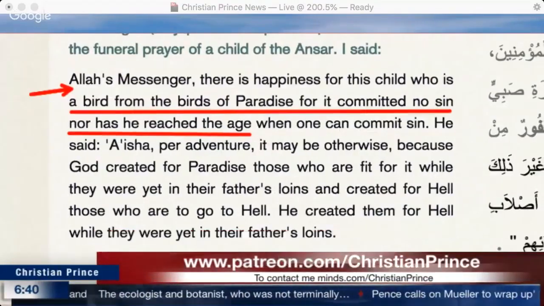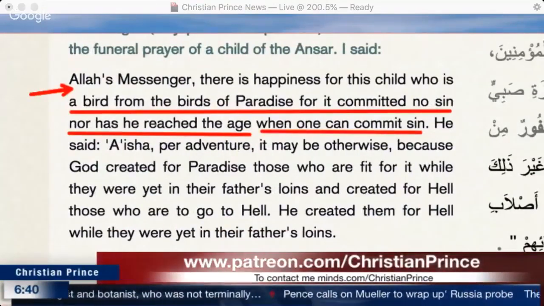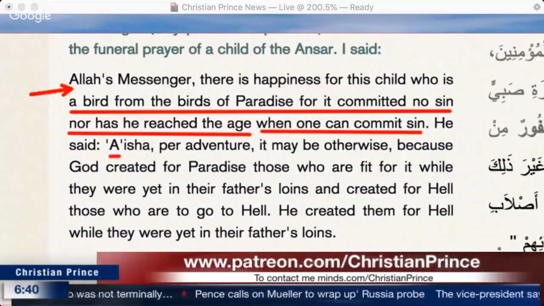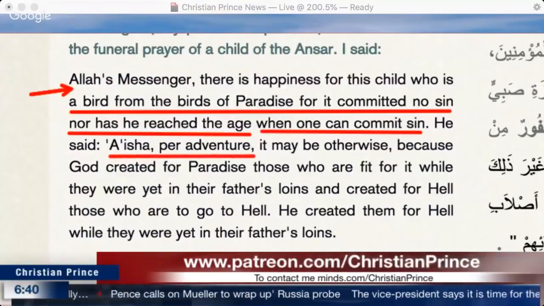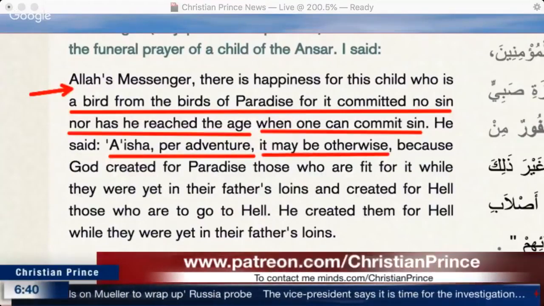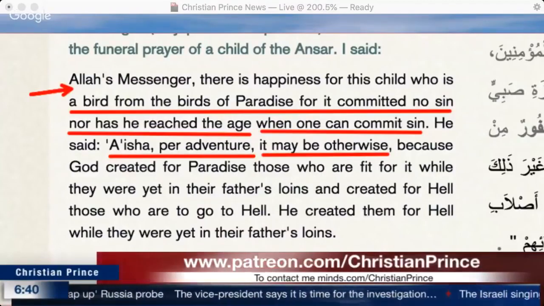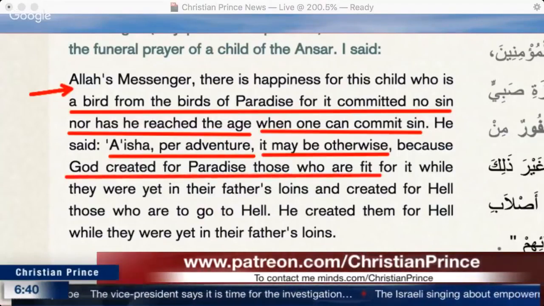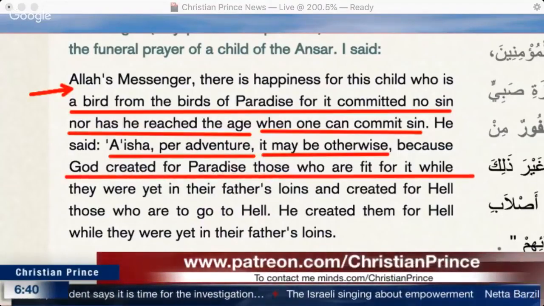Mostly it is an infant, and he committed no sin. So this is the logic of Aisha, and I agree with Aisha with her logic. He committed no good deed as well, by the way. So Muhammad said to Aisha, peradventure, which means watch, don't be stupid. It may be otherwise, which means he might be a bird of hell. Why? Because Allah created for paradise those who are fit for it while they were in their fathers' loins, and He created for hell those who are fit for it.